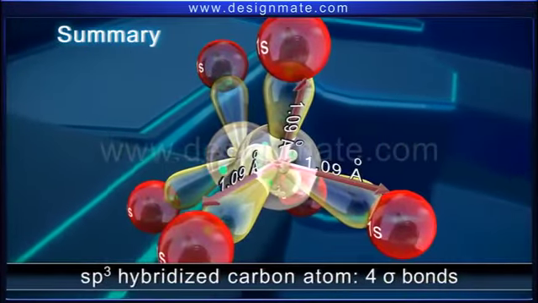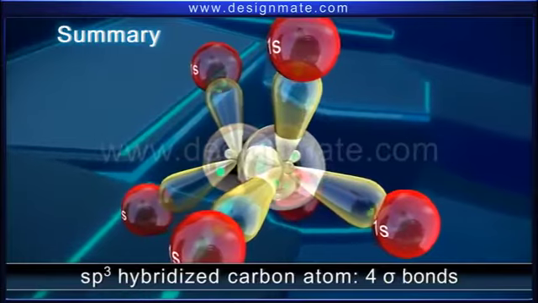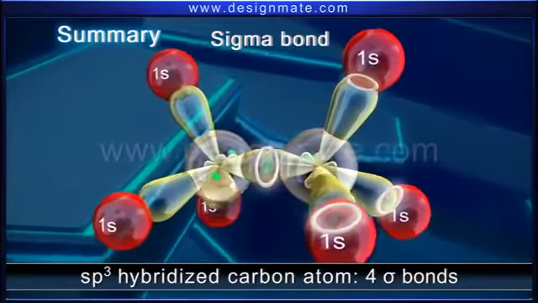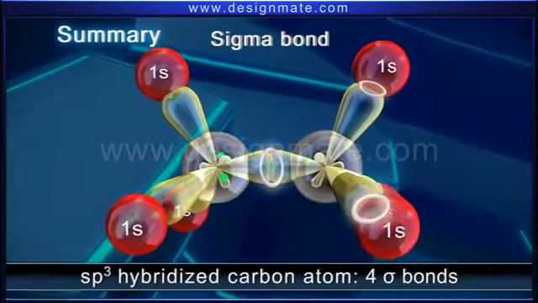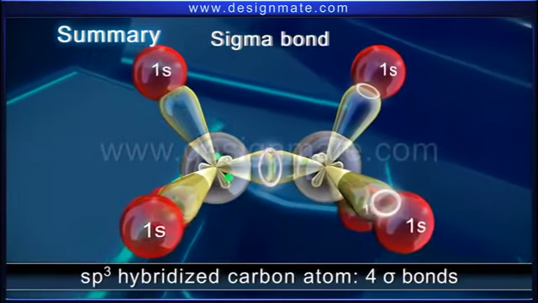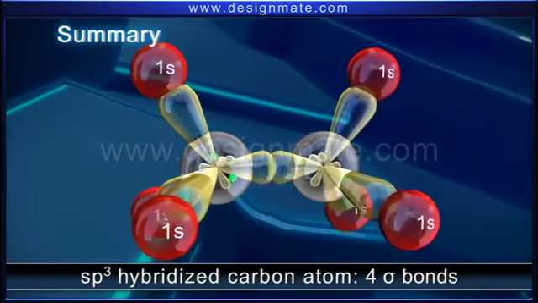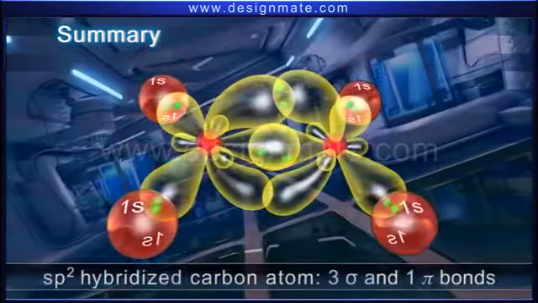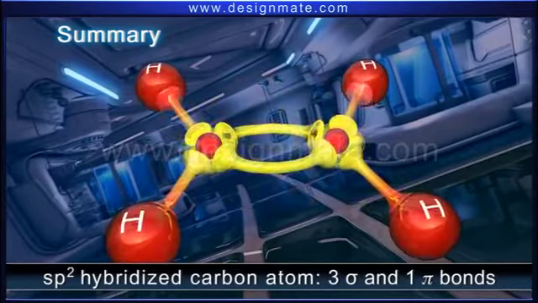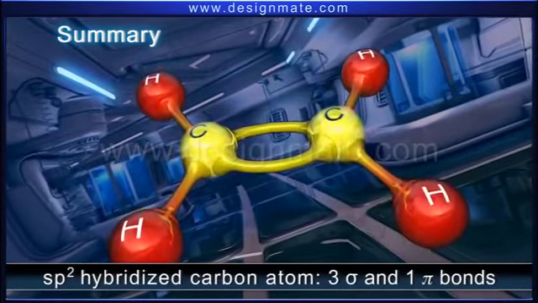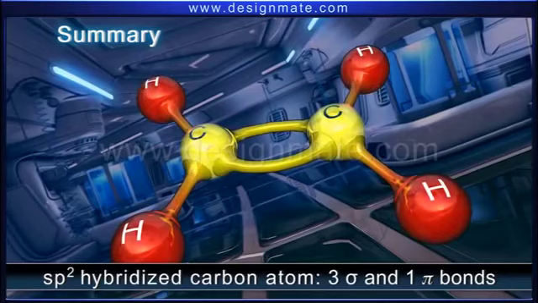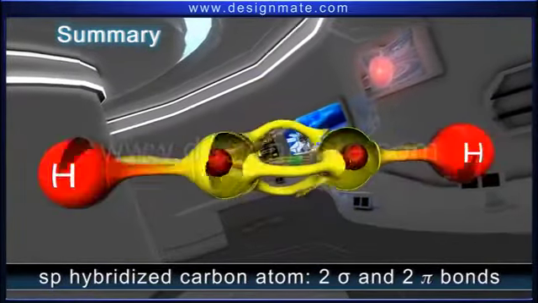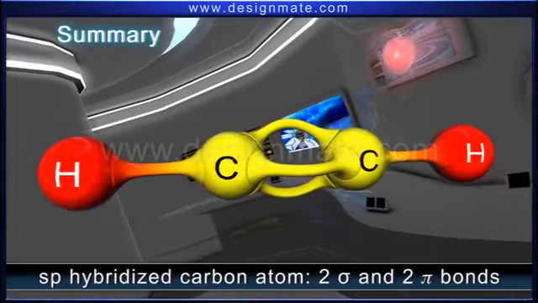To summarize, we have studied that whenever a carbon atom in an organic compound forms 4 sigma bonds, directed along the corners of a regular tetrahedron, it is sp3 hybridized. A carbon atom that forms 3 sigma and a pi bond is sp2 hybridized, while the one in which it forms 2 sigma and 2 pi bonds is sp hybridized.